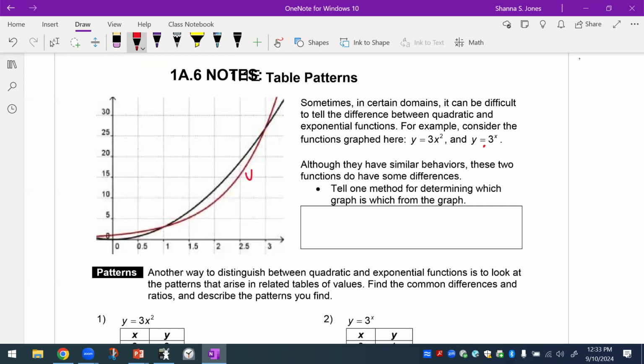The red one is y equals 3 to the x. I'm glad that you were honest about guessing. But the reason why is that as you look at the growth of it, it is not a very constant linear situation, right? It kind of happens really fast. Do we see that? Just kind of how the shape of it happens. So therefore, by default, that means that this is our y equals 3x squared.